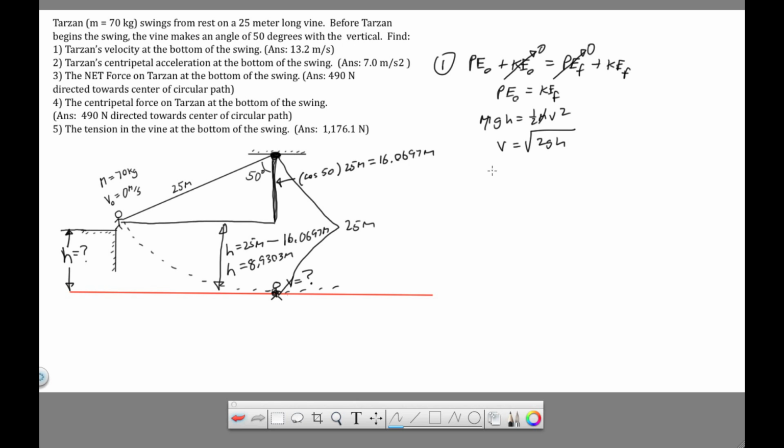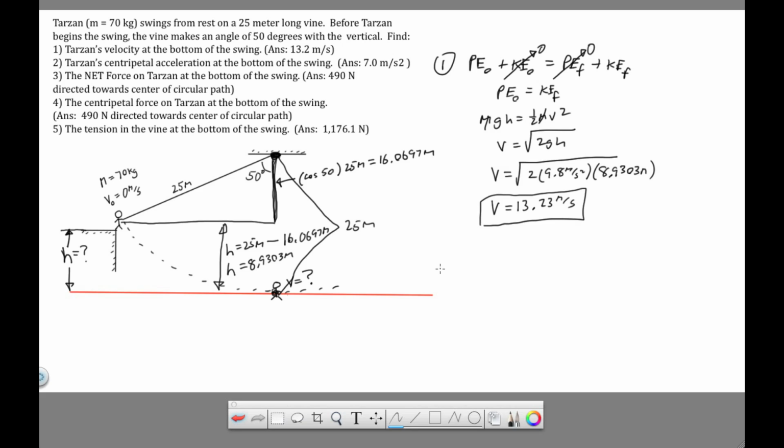So now we go up here, finding the velocity at the lowest point. 2 times 9.8 times the vertical height that Tarzan starts from above his lowest point, 8.9303 meters, giving us an answer of 13.23 meters per second. All right, so that's the first question.